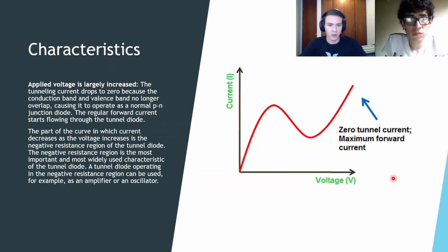The part of the curve in which current decreases as the voltage increases is the negative resistance region of the tunnel diode. The negative resistance region is the most important and most widely used characteristic of the tunnel diode. A tunnel diode operating in the negative resistance region can be used, for example, as an amplifier or an oscillator.